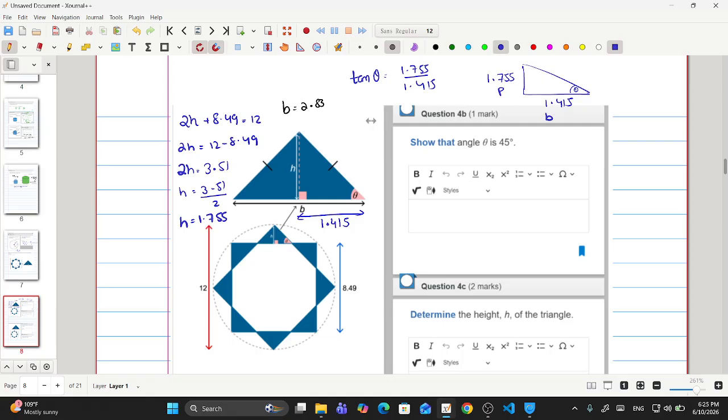Why not? We're getting 51.12, or maybe I should change the orientation of the answer. Tan inverse of 1.415 over 1.755 becomes 38. Okay, that's problematic. Why am I not getting the right value?